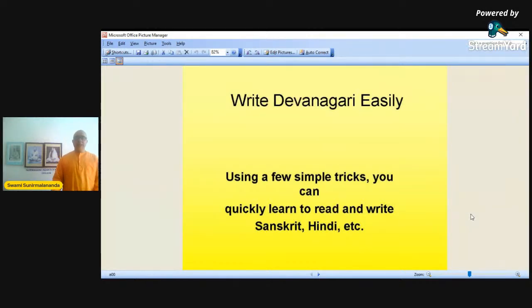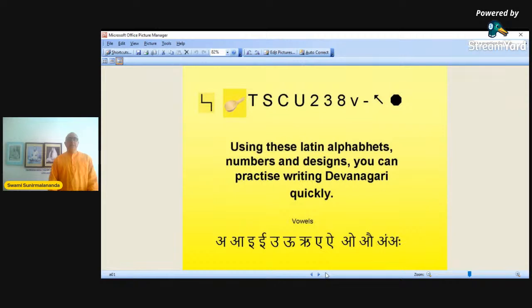So write Devanagari easily using a few simple tricks. You can quickly learn to read and write Hindi, Sanskrit, etc. How to do that? Use certain common things used in daily life and a few letters and numbers of the Roman or Latin language. That is, for instance, you will use the letter T, the letter S, C, U, 2, 3, 8, arrow mark, and so on, and a dot. These things will be handy when you learn to write the Devanagari script.